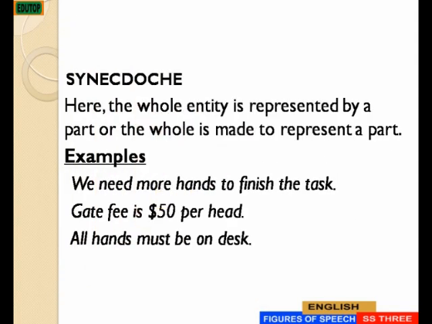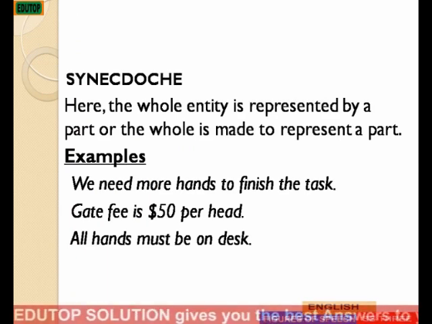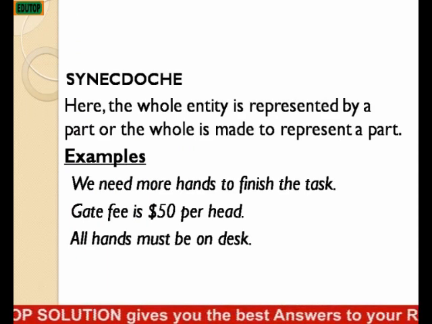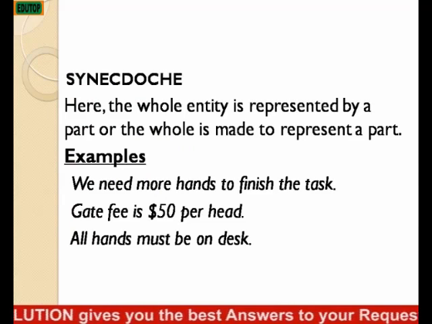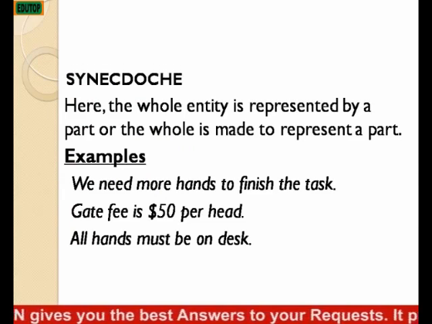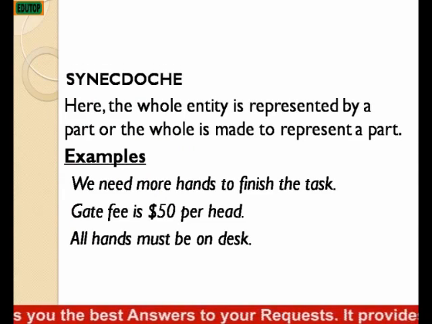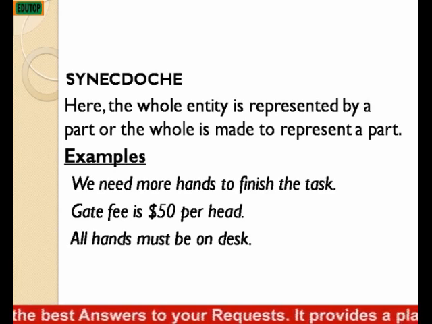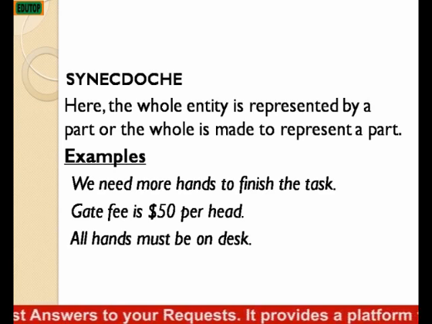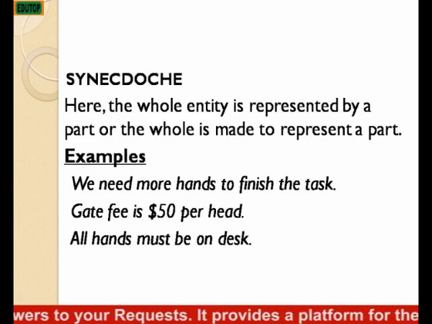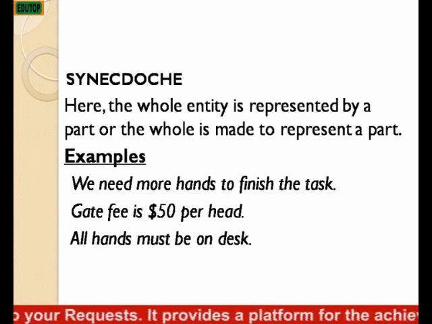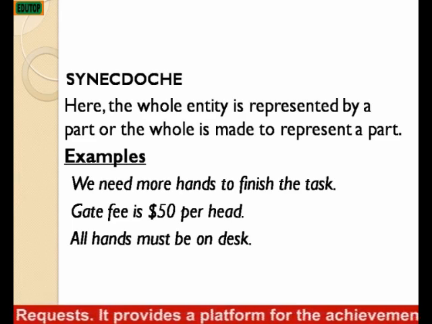In Synecdoche, the whole entity is made to represent a part, or a part is made to represent the whole. So it is either the whole representing the part, or a part of the whole representing the whole member of an organization or being, object, animal, and so on.